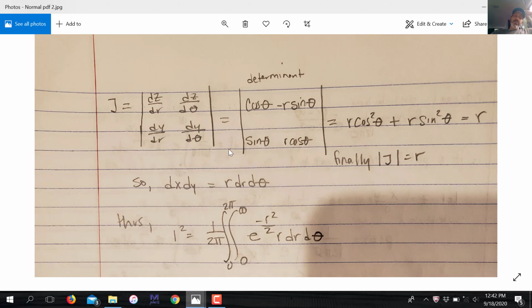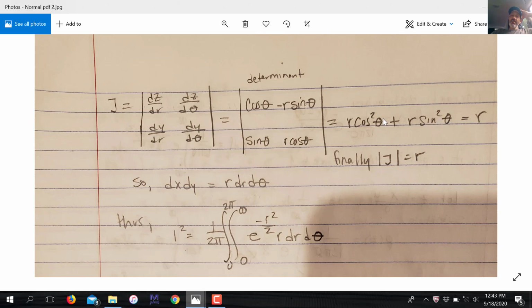And then here we're taking the derivative of y with respect to r, we get sine theta, and the derivative of y with respect to theta, we get r cosine theta. And then we have to take the determinant. The determinant, what you do is you multiply these two values here, going on this diagonal. So it's cosine theta times r cosine theta, which is r cosine theta squared. And you subtract the product of these two values on this diagonal here. So instead of minus, since we already have a negative, it'll be plus r sine theta squared.